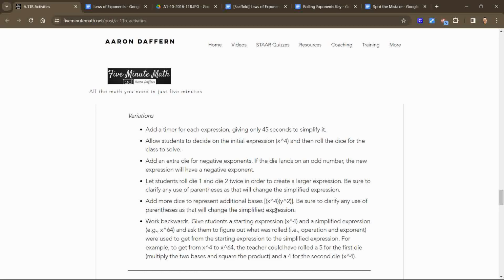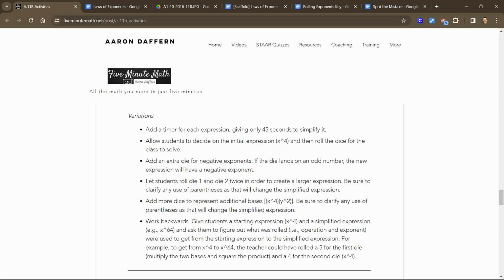We can let students roll die one and two twice in order to create a larger expression. You do have to clarify and use parentheses. That will change the simplified expression. And you can add additional dice to represent additional bases. But once again, you have to clarify and use parentheses here.